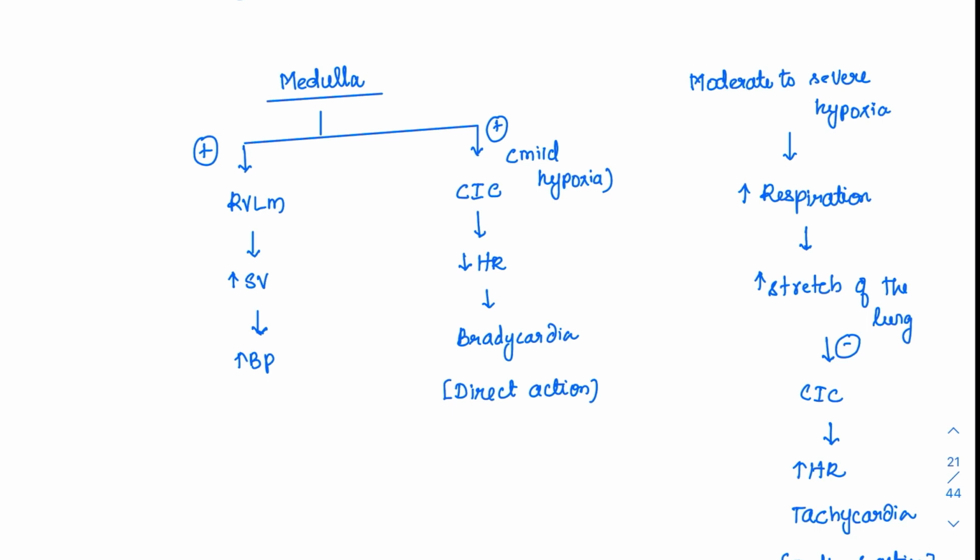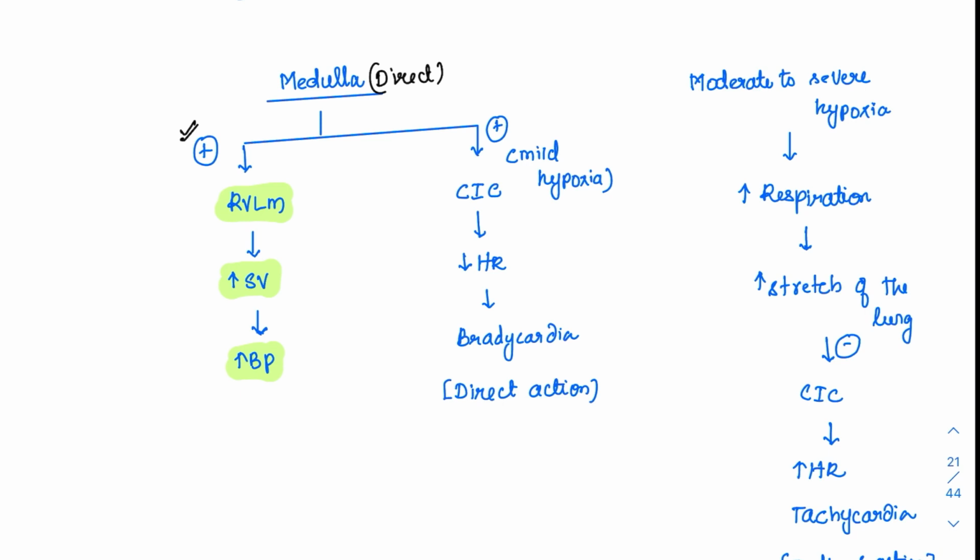So what will happen is this can directly stimulate. This is the direct action. Whenever there is hypoxia, the direct action is that it will directly stimulate the RVLM. RVLM, all of us have studied just now. It increases stroke volume, increases the BP. So the fall in BP is corrected nicely with the help of this stimulation of RVLM.